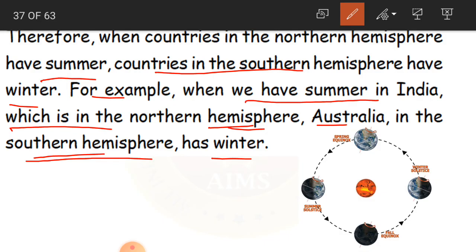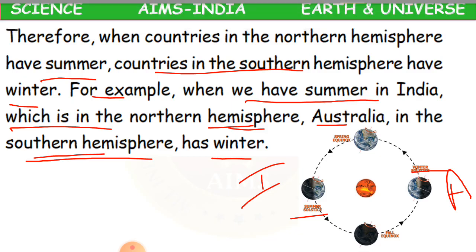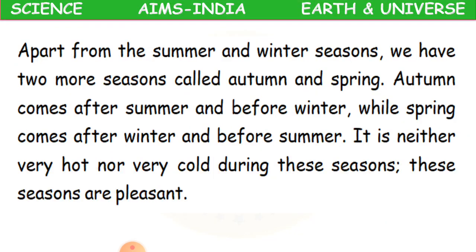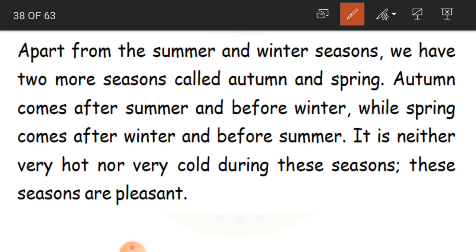Okay children, see here. So this is summer and this is winter. When we are here in the northern hemisphere, this is India and this is Australia in the southern hemisphere. Now, apart from summer and winter, we also have two more seasons which we call autumn and spring. So apart from these two main seasons, summer and winter, we also have autumn and spring.